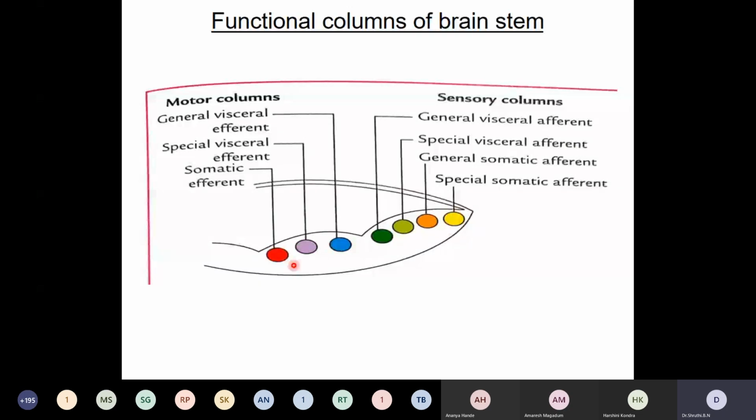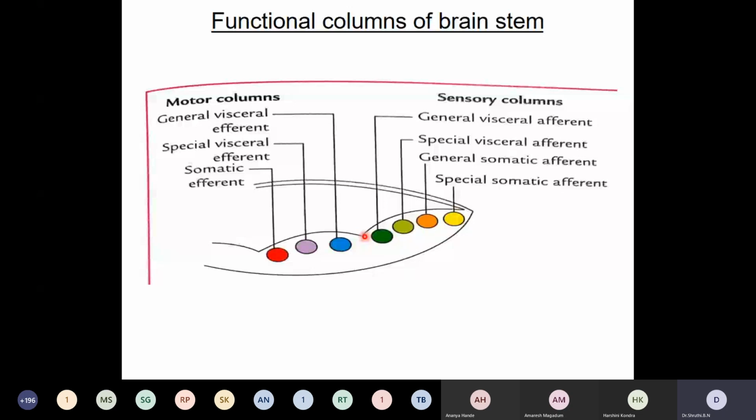Remember at this point, basal lamina has 3 functional columns and all these are motor in nature. And in the alar lamina in the brainstem you have 4 functional columns and all these are sensory in nature. And here you have the sulcus limitans. Near to the sulcus limitans you get the visceral component. Got it? Visceral components are nearer to the sulcus limitans and the somatic components are away from the sulcus limitans. That is the first point.